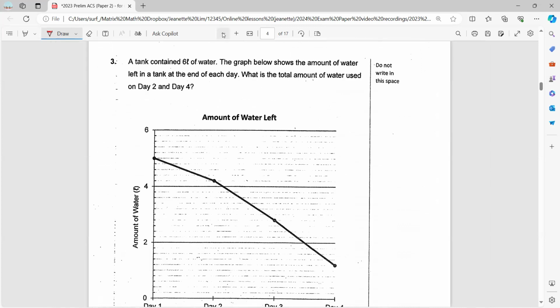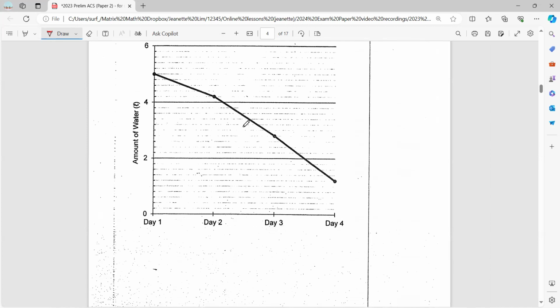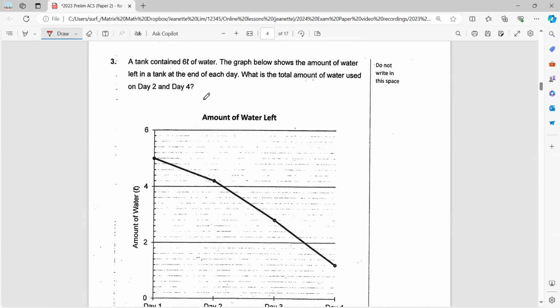Question 3, graph question. A tank contains 6 liters of water. The graph below shows the amount of water left in a tank at the end of each day. What is the total amount of water used on day 2 and day 4? Okay, so let's find out for each day. Because initially there's 6 liters, total 6 liters, but after day 1, this is the amount left. After day 2, and so on. Okay, so they didn't tell us how much was being used. They tell us how much is left in the tank.